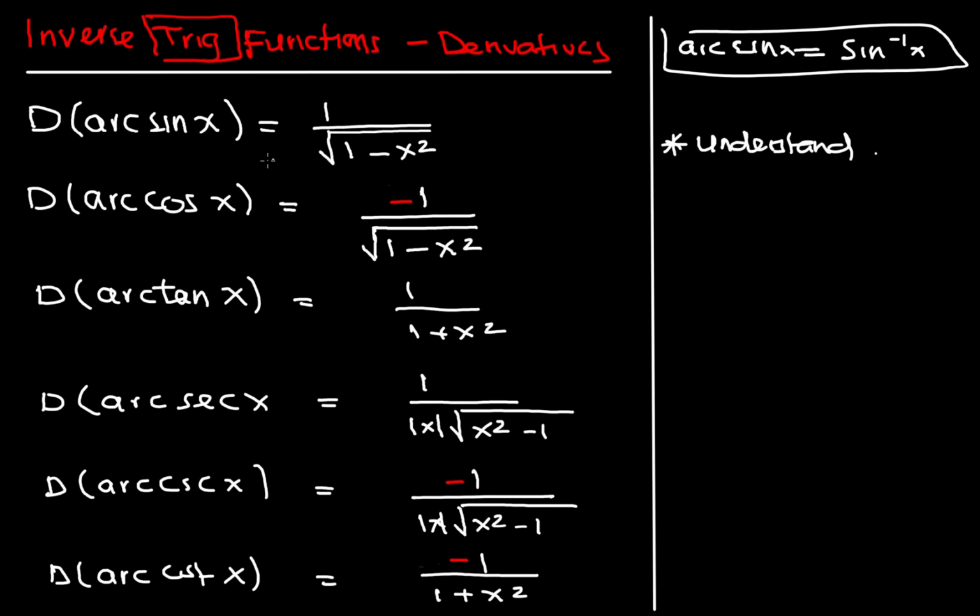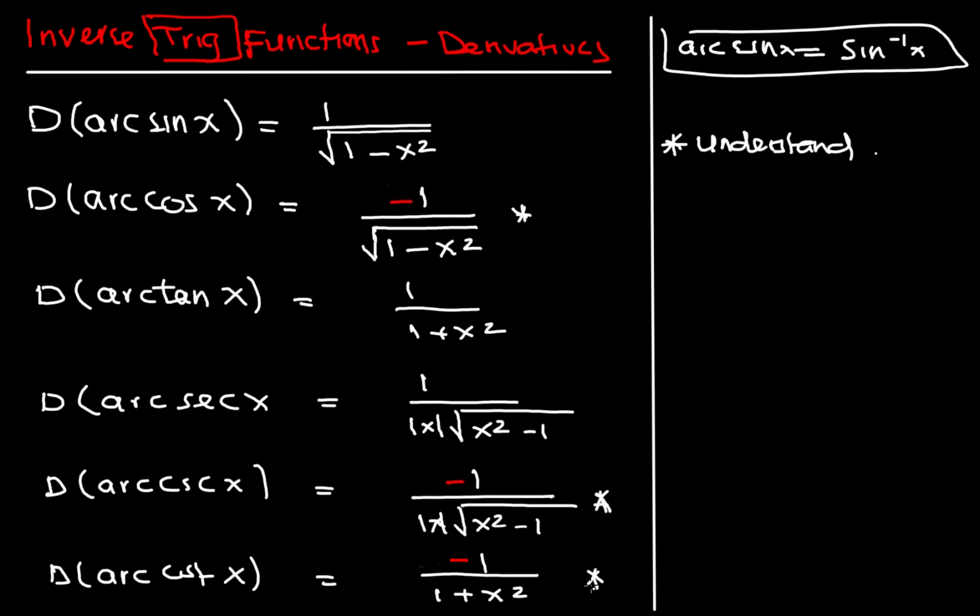So the sense for us is just to know that the derivative for arcsine x, or sine negative 1 of x, is actually 1 over square root of 1 minus x squared. Then the one for arccos is going to be that. The only key thing that we need to remember is which ones are negative and which ones are positive.